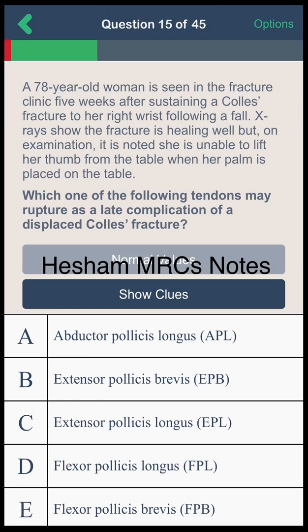And in a displaced Colles fracture, there is commonly attrition rupture of the extensor pollicis longus tendon. Okay, this one.